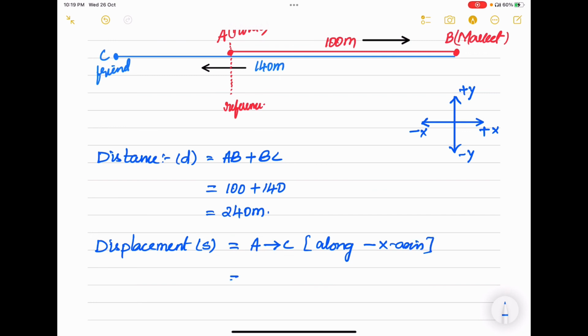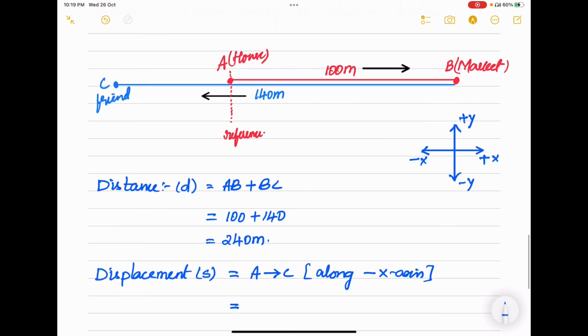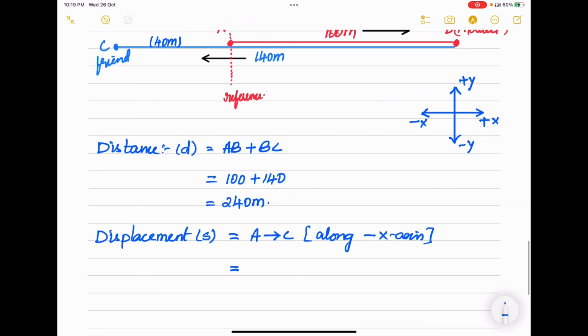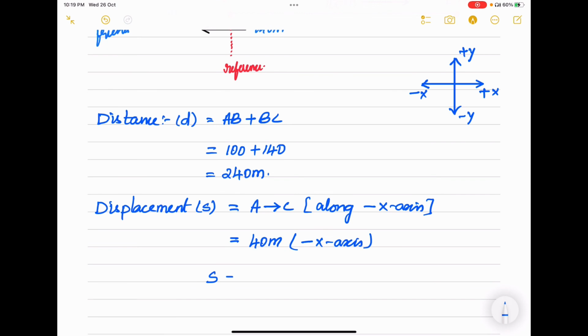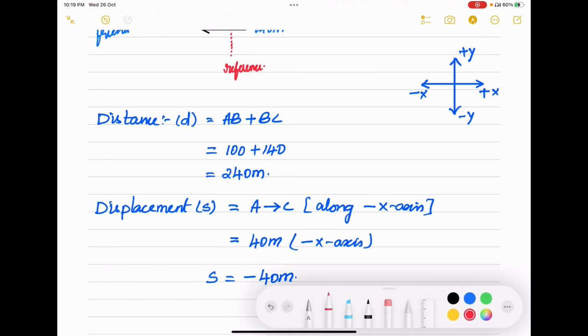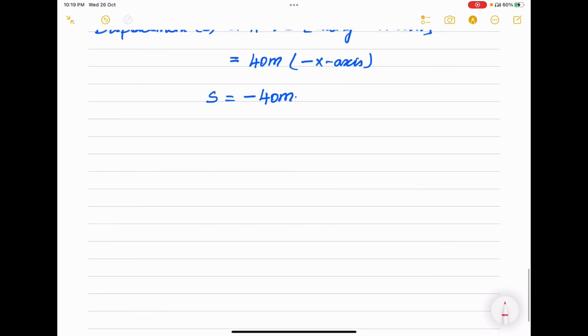As displacement considers the direction, until the reference position, 100 and 100 get tallied. Out of 140, 100 is gone. So the remaining distance will be how much? 40 meter. So, 40 meter along negative x-axis, or you can simply write displacement S is equal to minus 40 meter. This is the most important category in understanding distance and displacement.